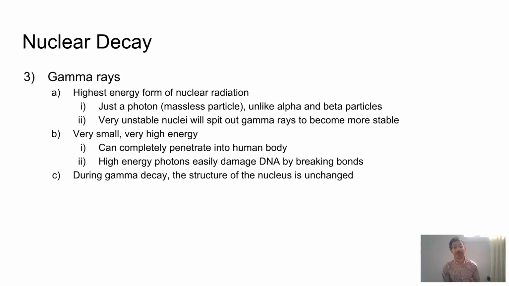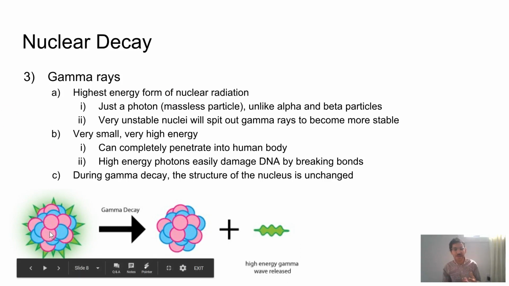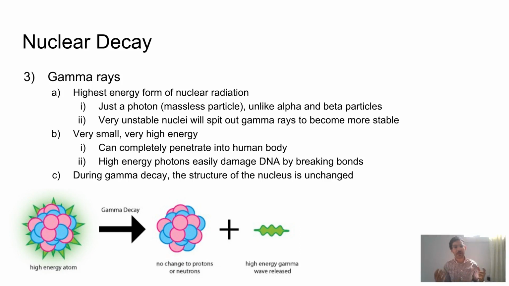So during gamma decay, the structure of the nucleus is pretty much unchanged. It's just kicking out a little bit of energy. We can imagine it being high energy here and then it spits out an electron, or not an electron, silly me. That would be some beta decay. It spits out a photon because it's undergoing gamma decay, and then it's not as wild. It's still not stable, probably, but it's a little bit less wild.